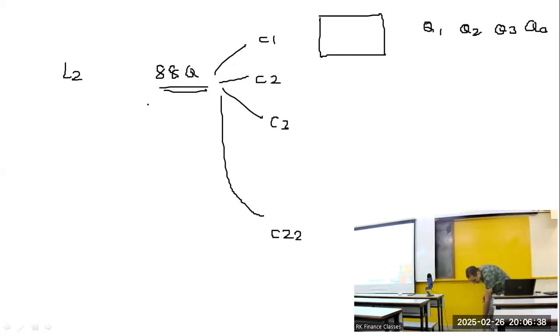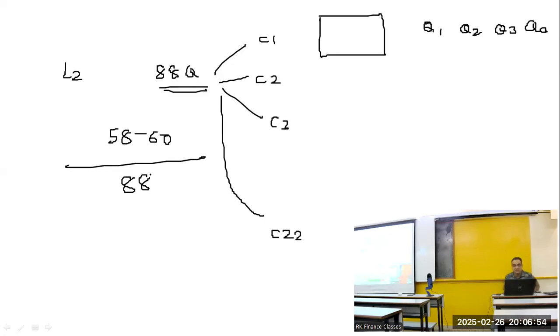Minimum passing score is around 58 to 60 marks, out of 88, say 68%. So if I talk about the marks, this is where the Level 2 minimum passing score is, 58 to 60 out of 88.